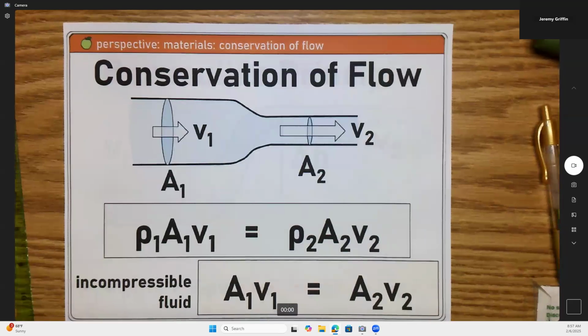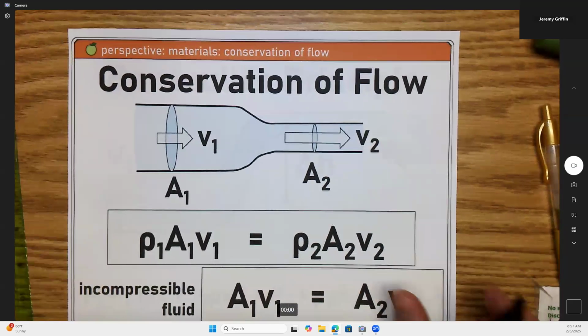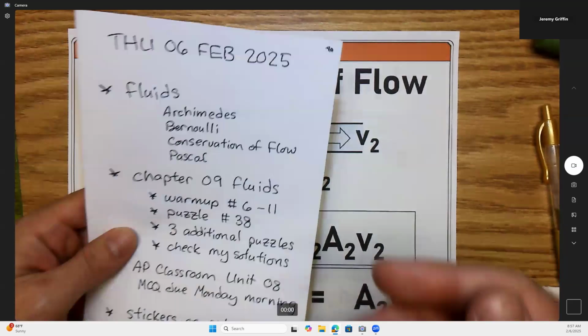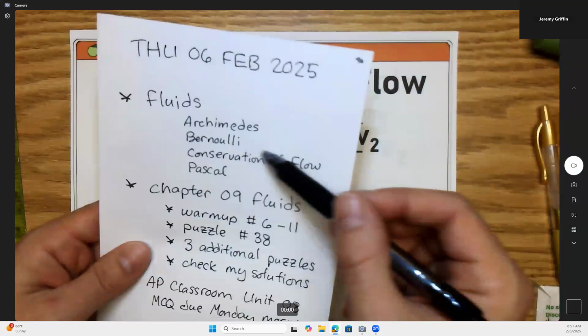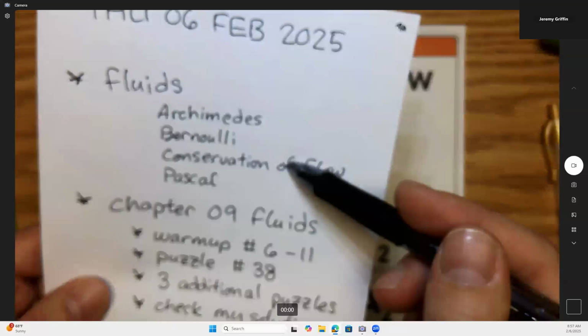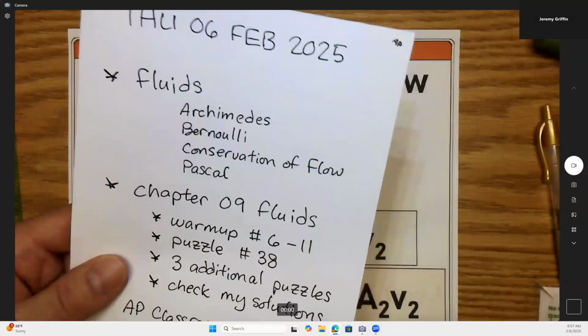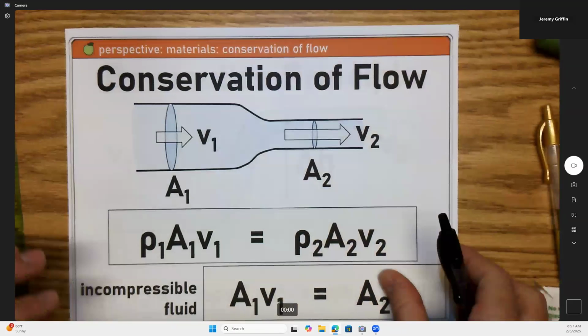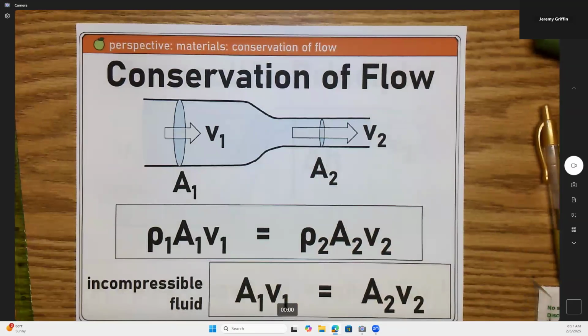So I've got two posters on this. Let me go to my checklist here. You guys see conservation of flow and Bernoulli principle? Conservation of flow and Bernoulli principle. All right, you guys ready to maybe take some notes here? So, conservation of flow.